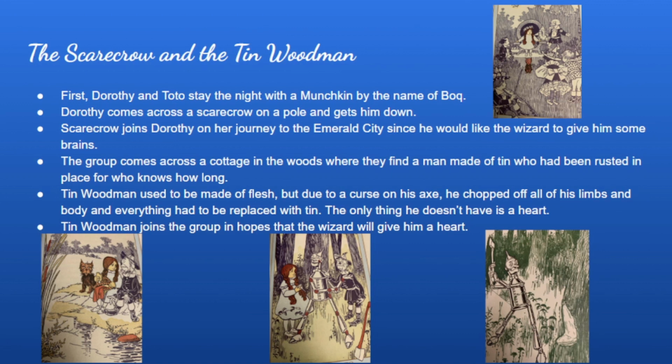Now, Dorothy and Scarecrow eventually make it to a cottage in the forest, and nearby is the Tin Woodman, who has been standing rusted for who knows how long. Dorothy uses the oil can to free the Tin Woodman so he may move once again. The Tin Woodman wants to come with them to see the wizard because after his many misfortunes of a cursed axe chopping off his own limbs and having to have all his limbs replaced with tin, he no longer has a heart. He hopes the wizard will give him one.